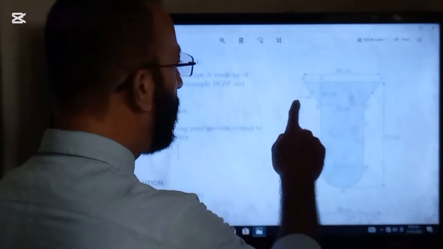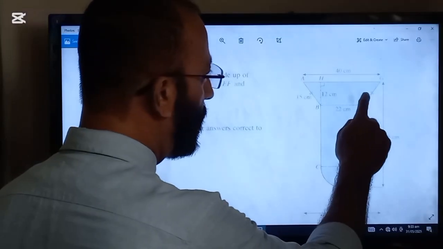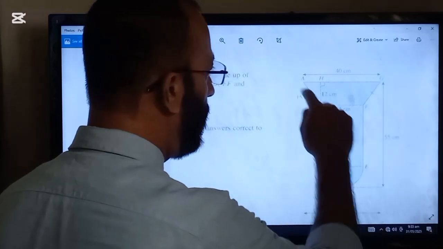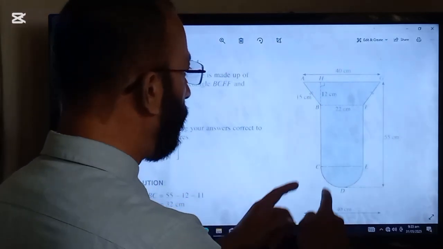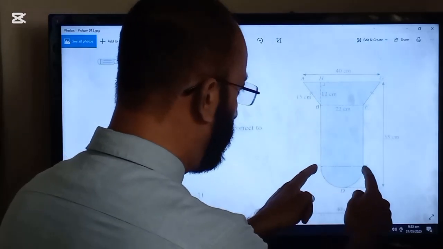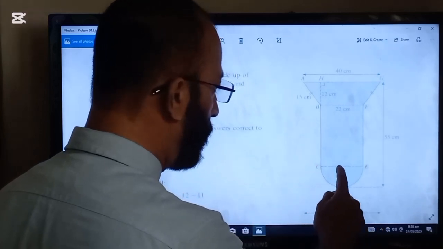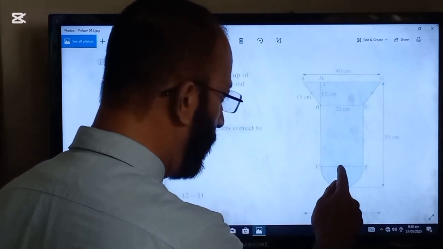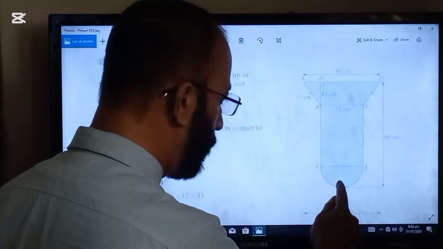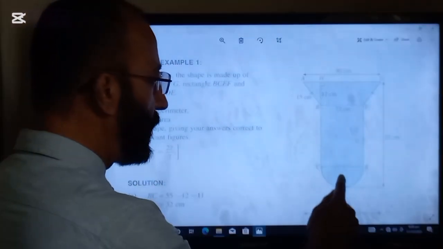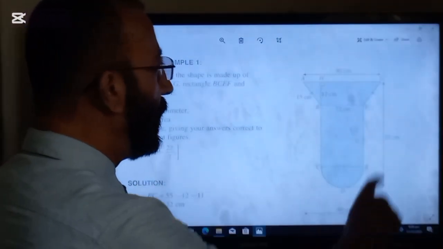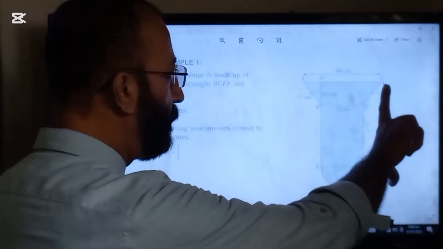So actually this is 15, this is also 15. So 40, 15, 15 is given. If this is 22, then the radius of this semicircle will be 11. So if this is 11, from the center to any point on the semicircle will also be 11. So this is 11. Okay, this total length is given as 55.